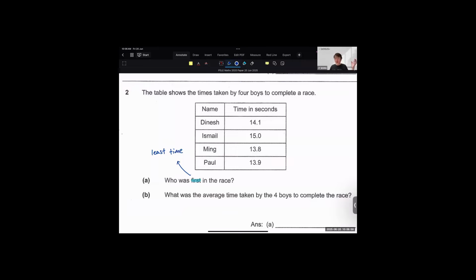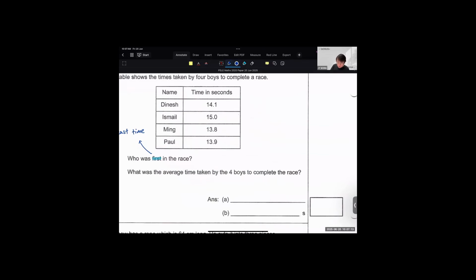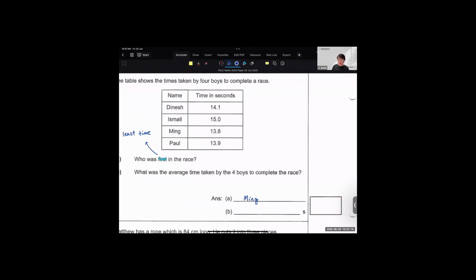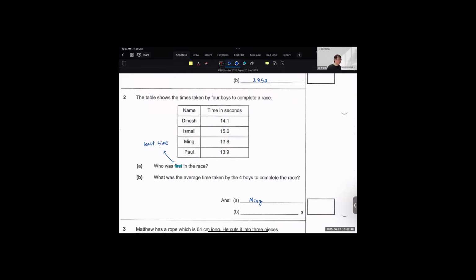So sometimes students forget. You all like to pick the biggest number, right? But it's not the biggest number. Whoever came in first took the least time, which in this case is Ming, not the greatest number. So time is a little bit different when you're talking about things like racing. Okay, if you're in a sports CCA, you should know that.